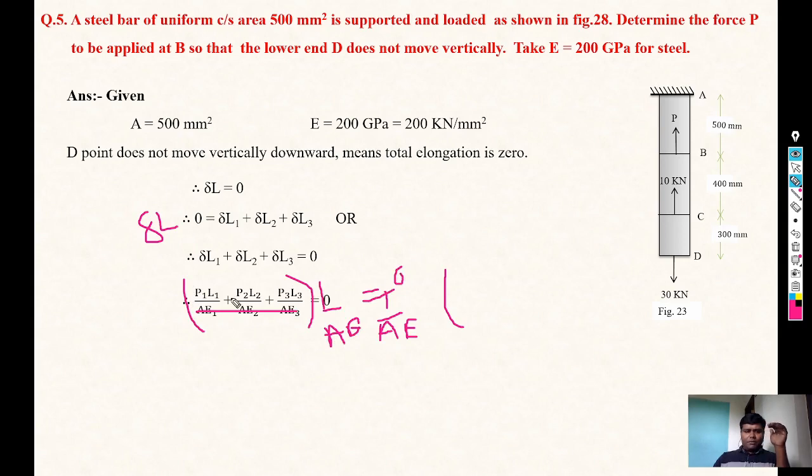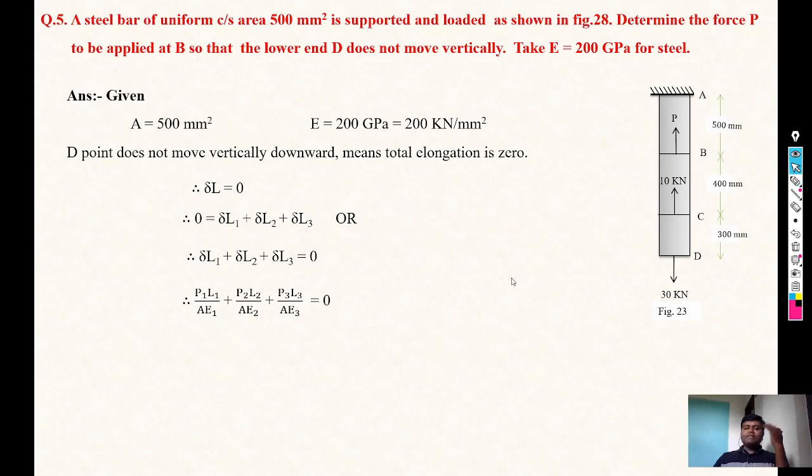right, P1 L1 plus P2 L2 plus P3 L3 equals 0. Like that also you can modify this equation to minimize the calculation.